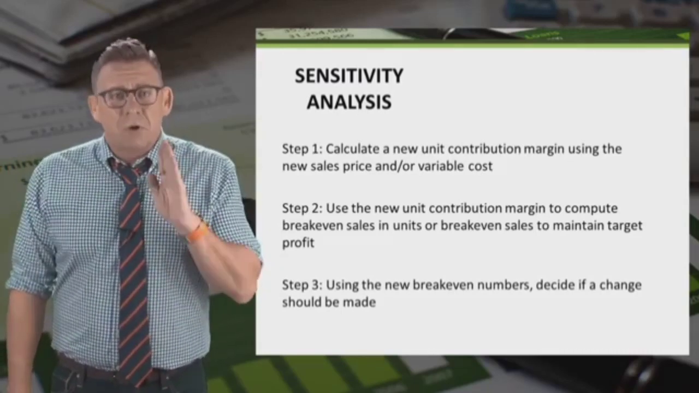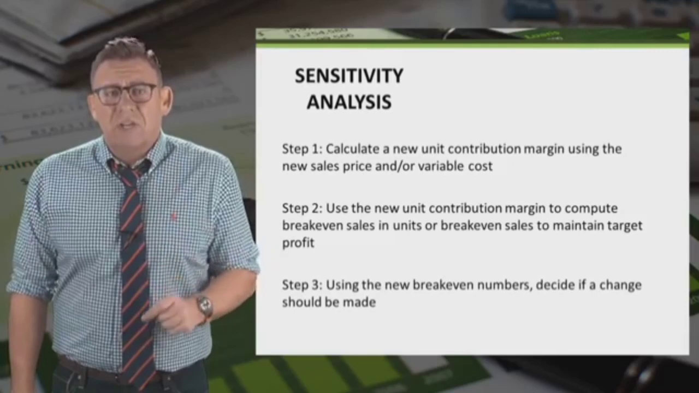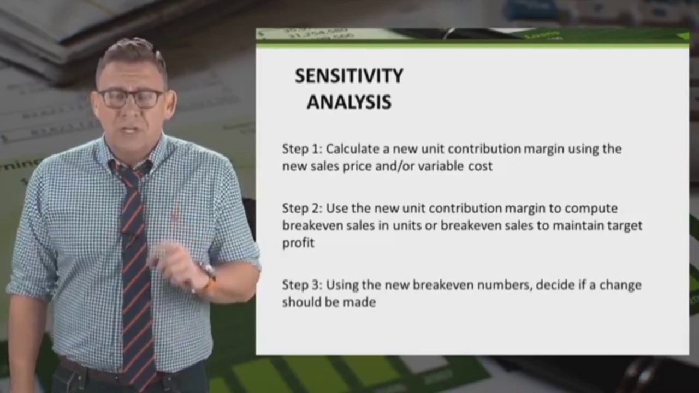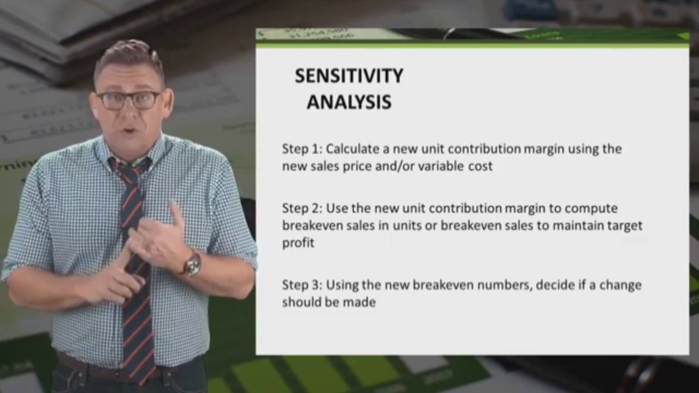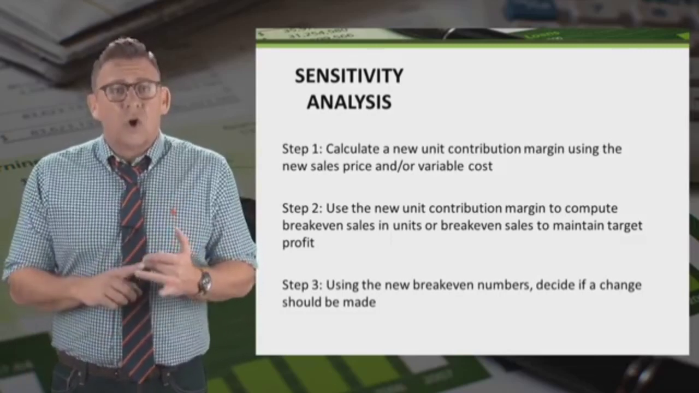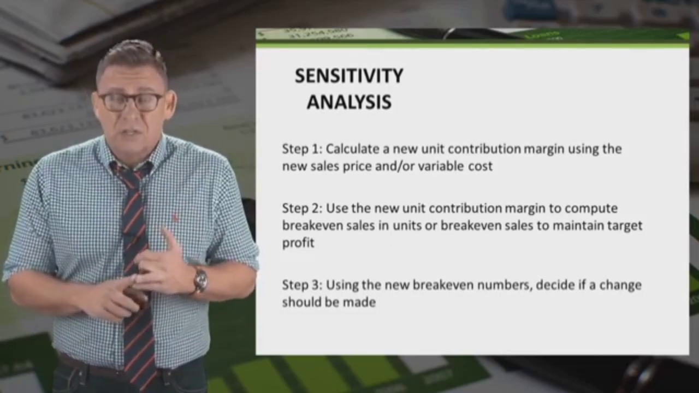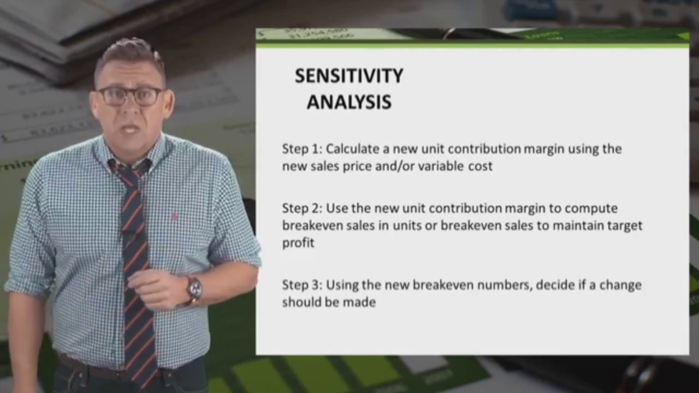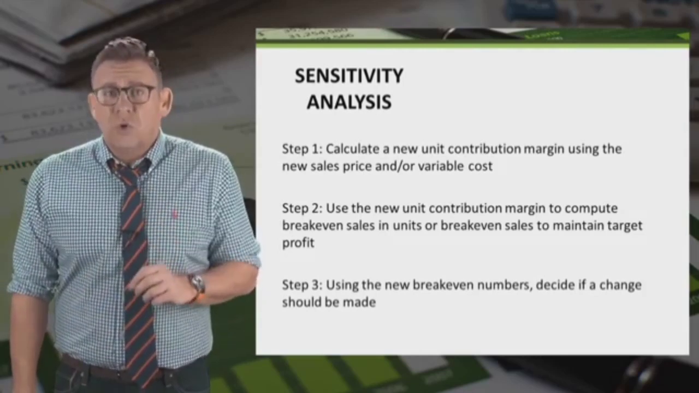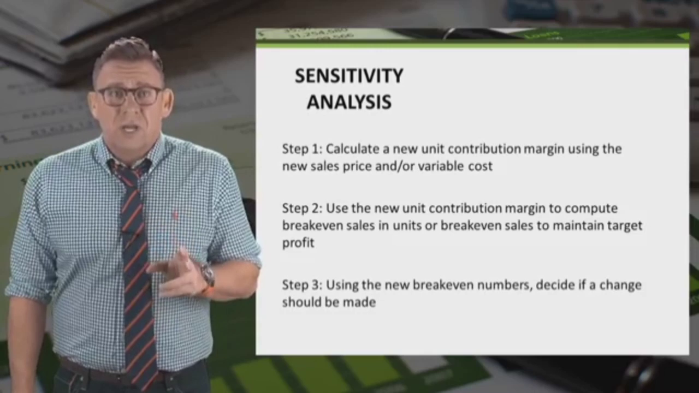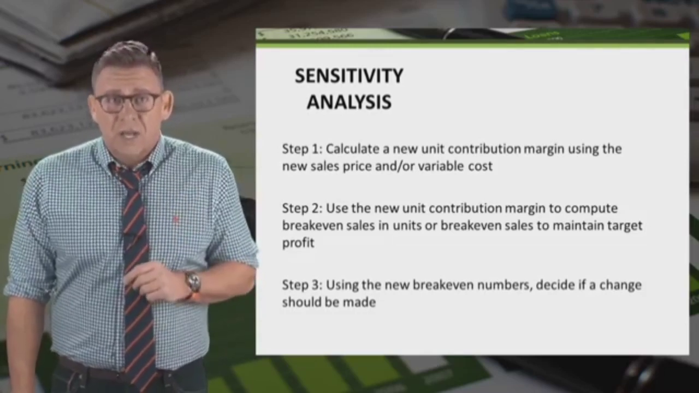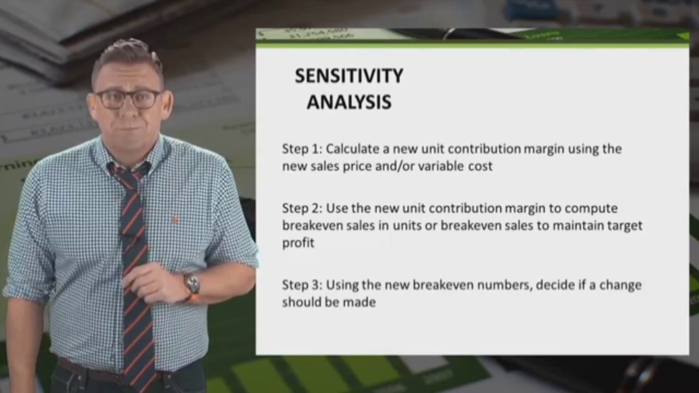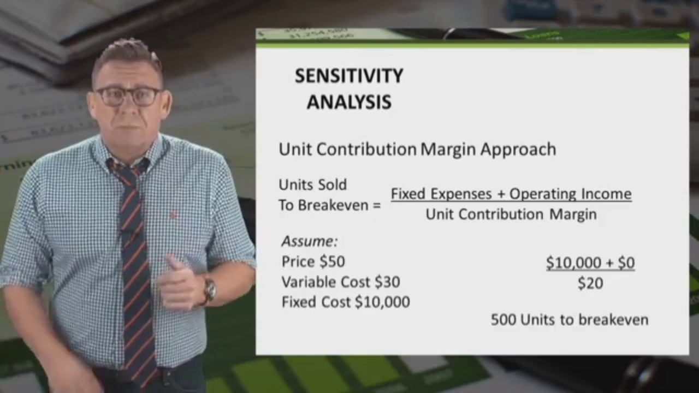The first and most important step is to calculate a new unit contribution margin using either a new sales price or new variable cost or both. Then we will use the new unit contribution margin to compute break-even sales in units or targeted operating income. So let's assume the following.